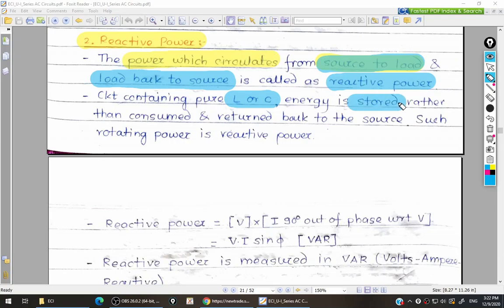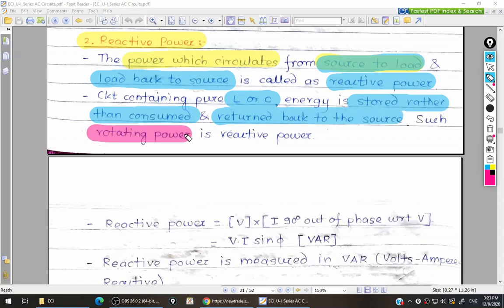So this power is stored rather than consumed. It will not be consumed, it will only be stored inside the inductor or capacitor, and after some time it will be returned back to the source. So friends, such rotating power is called reactive power. Reactive power is never consumed, it just circulates between source to load and load to source. Okay, so for calculating reactive power, we know that power is nothing but voltage multiplied by current.